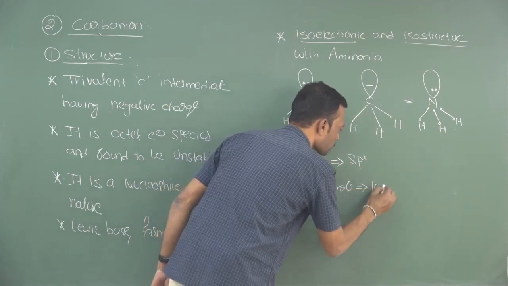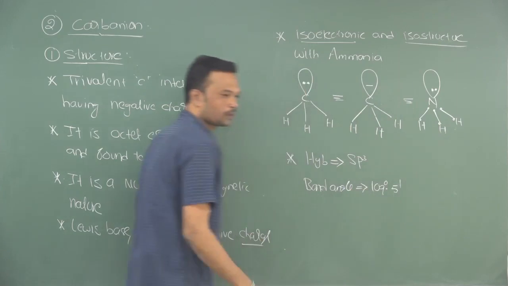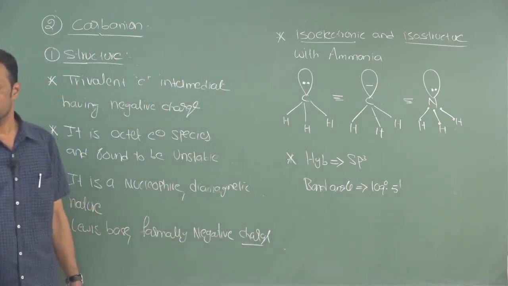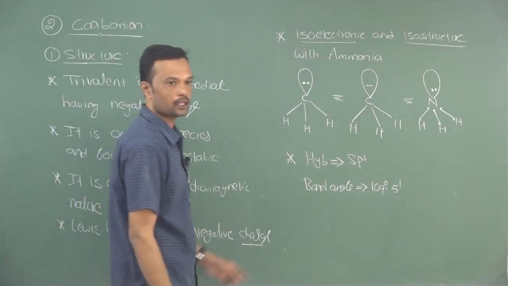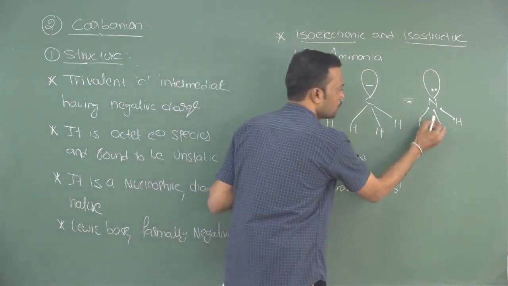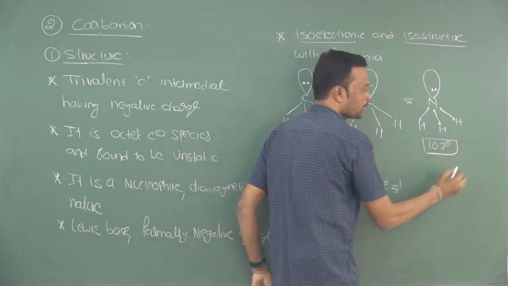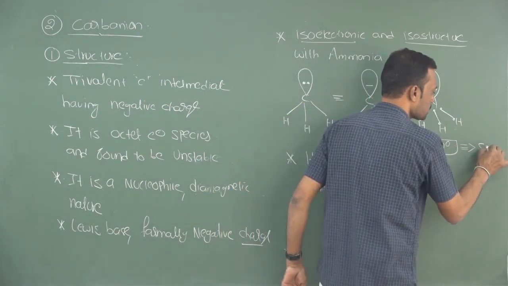So the bond angle is 109 degrees 28 minutes for tetrahedral carbon, methane. But here the angle is less than 109 degrees 28 minutes. And what about here? If you compare the bond angle, it is 107 degrees. And what is the hybridization for methane? Hybridization for methane is sp3.